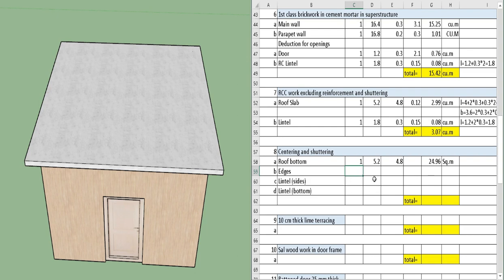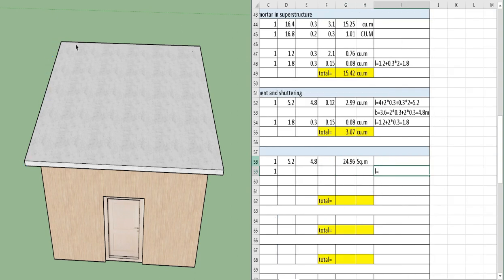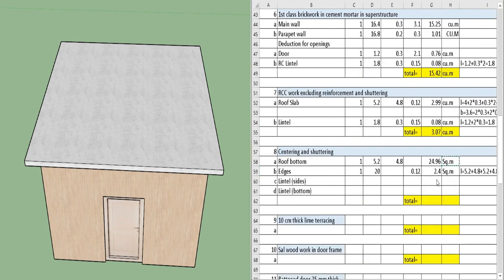So the number of edges we can write 1, and the length is the total perimeter of this RCC slab. This length is 5.2 meter plus this length is 4.8 meter that we have already calculated. Again, this part is 5.2 meter plus 5.2, and again this portion is 4.8 meter. So we get the total area as 2.4 meters square.